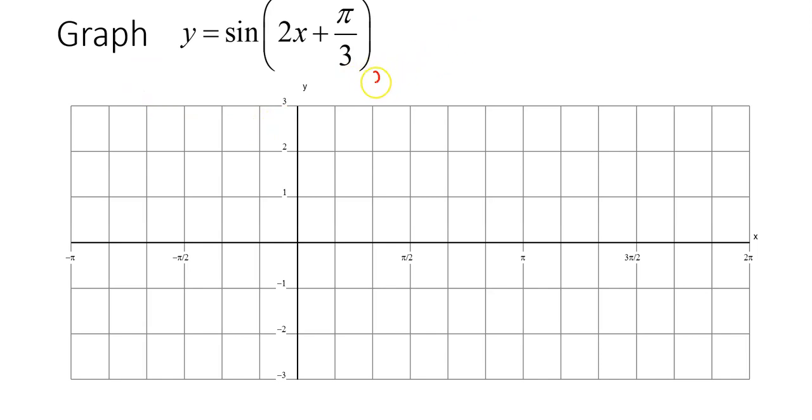So if I pull out a 2, I'm left with an x plus. If I divide, half of pi over 3 is pi over 6. So I'm going to think of this as y equals the sine of 2 times x plus pi over 6. So what happens? I start with my good old sine function. Remember, the sine of 0 is 0, so this is the one that goes up, down, back up again.